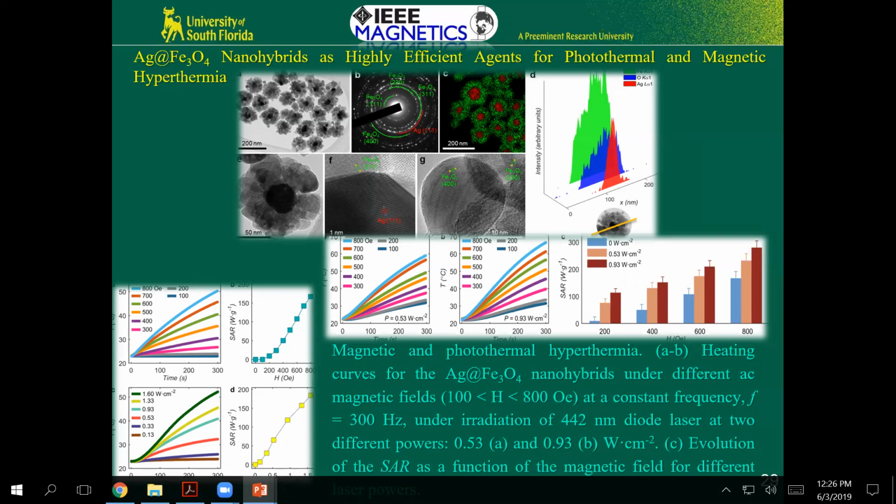And again, the other idea was to try both these types of heating in the same system. It's a composite hybrid system, right? So you can apply AC fields and look for AC hyperthermia, heat it up that way, and also shine a laser and heat the metal.